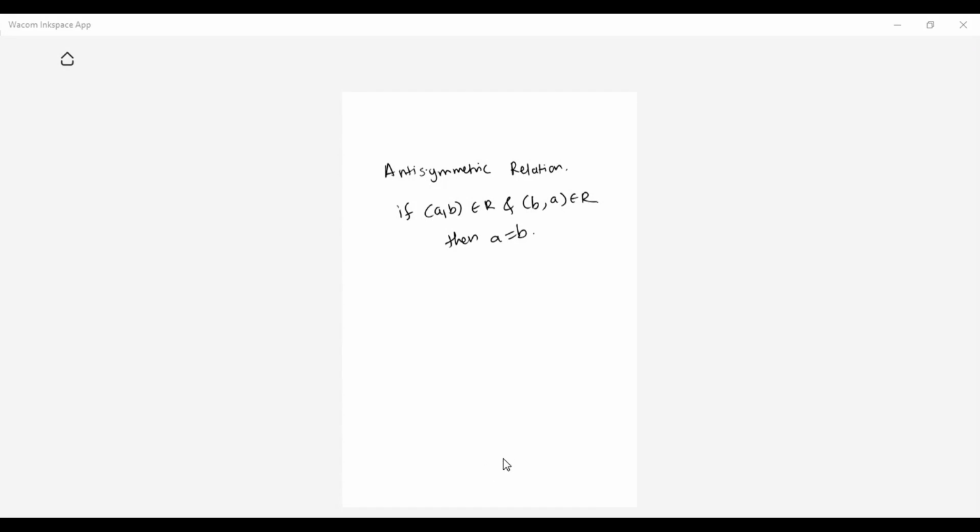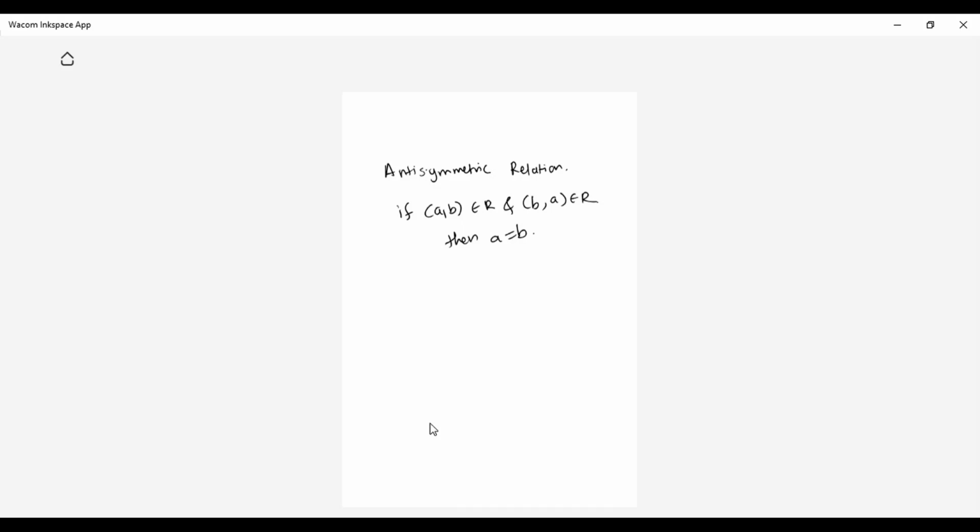Okay, if A comma B is there, then B comma A should not be there. Yeah, B comma A should not be there. But if you have A comma B in a relation as well as B comma A, it is okay only when A is equal to B in an anti-symmetric relation.